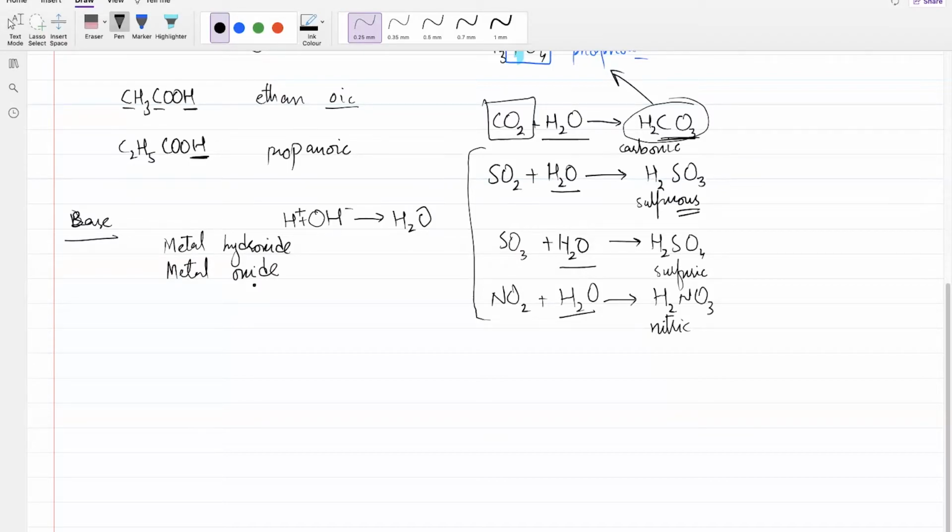Metal oxide can also make water to some extent, and no more than that, it can simply accept H positive. So metal oxide does that as well. The third one is metal carbonate.